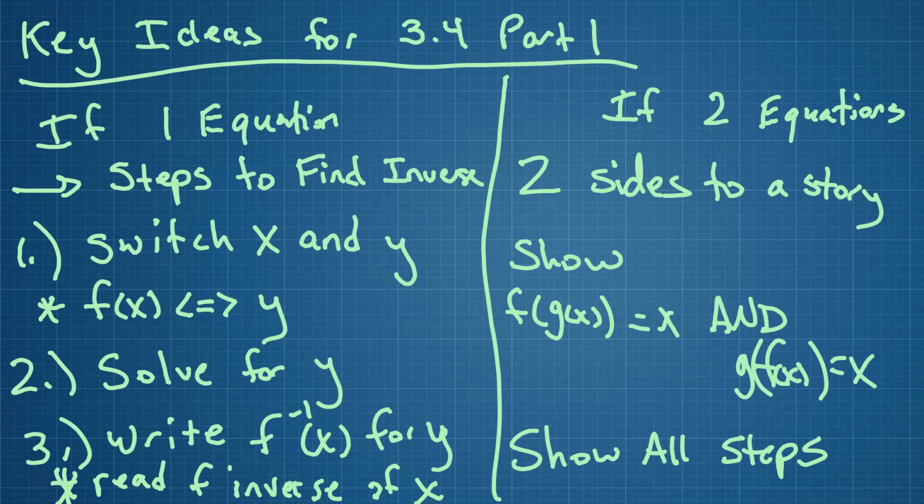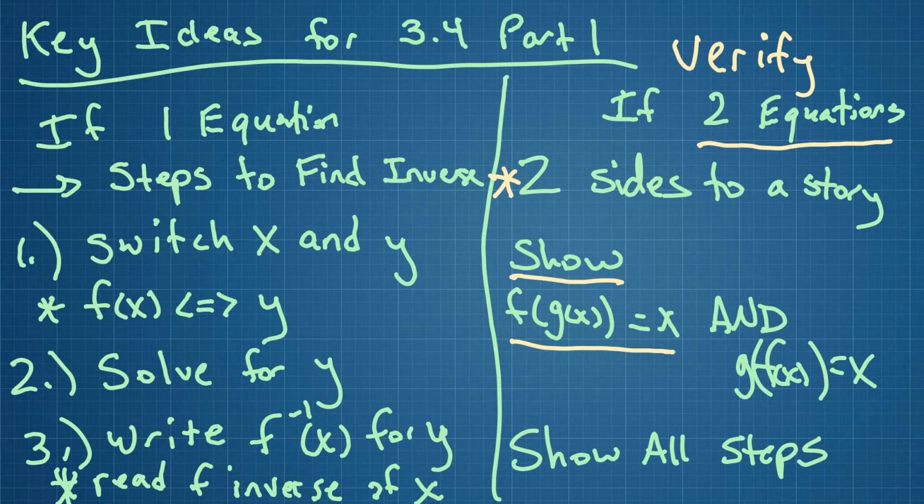Now the other thing you're going to see is you might see the word verify. If you see verify, that means more than likely you're going to have two equations. And that's when you're going to say, okay, I know there's two sides to every story. So what I need to show is f of g of x and g of f of x. That and is important. It has to be and. They both have to be true.